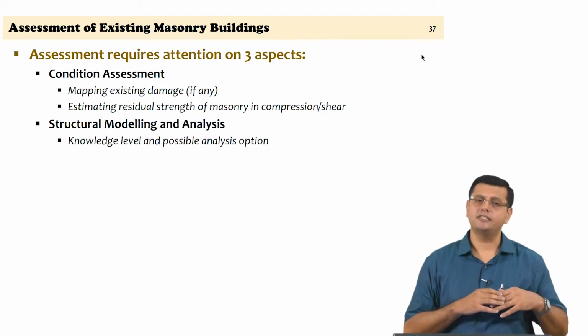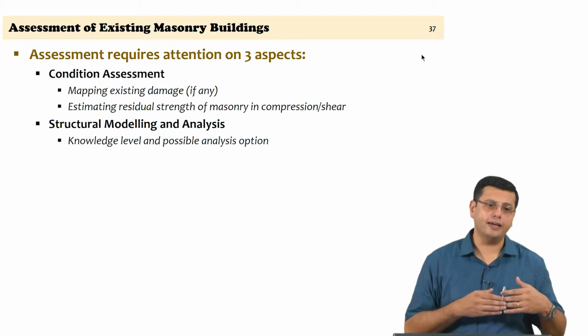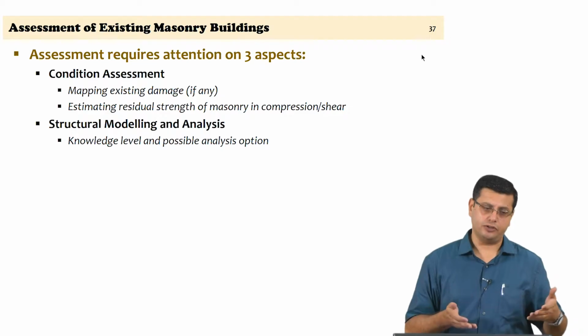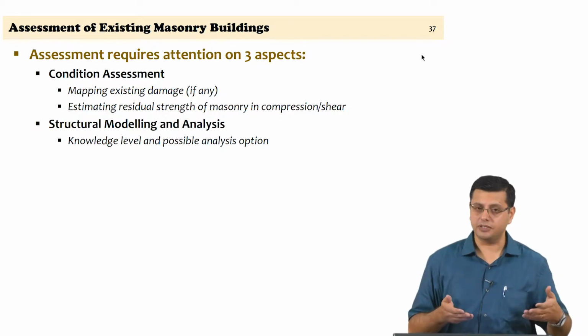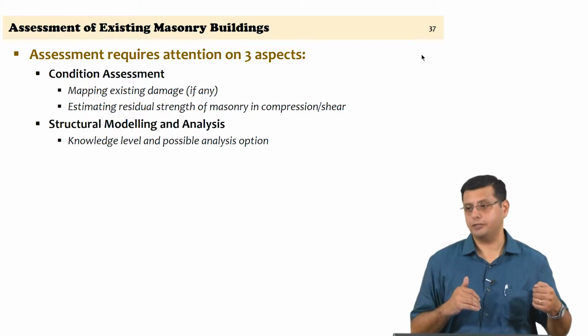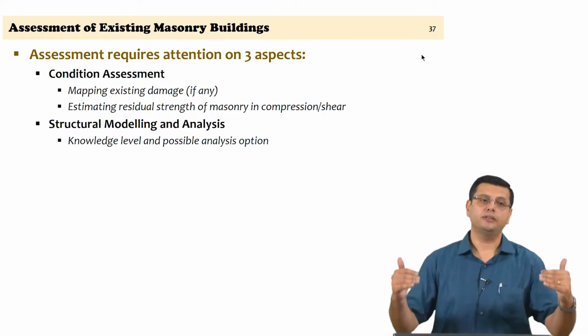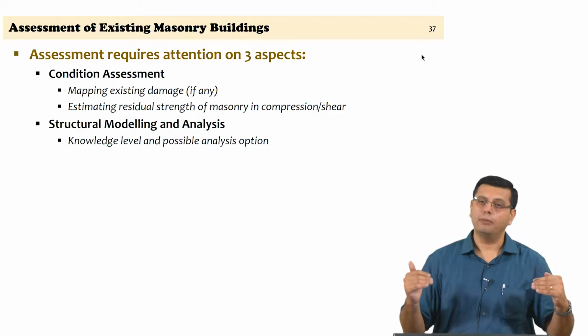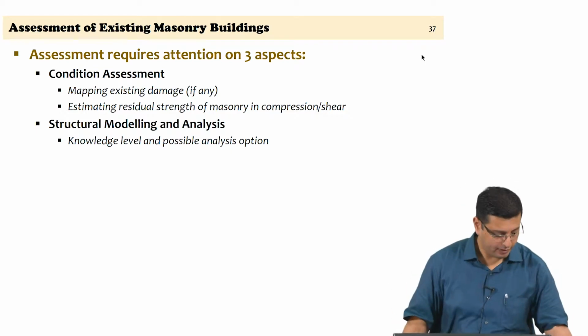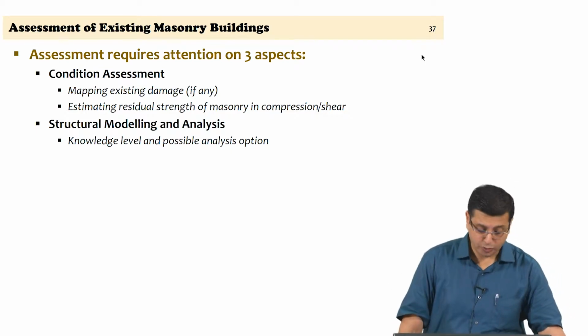Let us say knowledge level is low, you are not able to get adequate information on the structural geometry, adequate information on the structural strengths, keep the analysis as simple as possible, then it is commensurate. So, knowledge level with the choice of analysis option must be consistent. This is an important point that needs to be communicated.